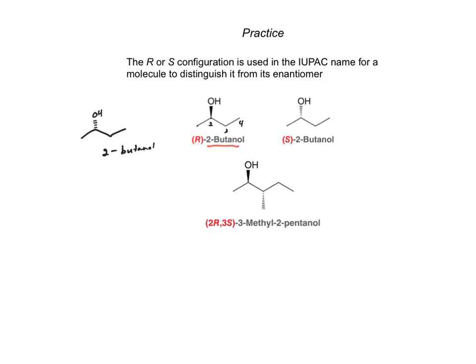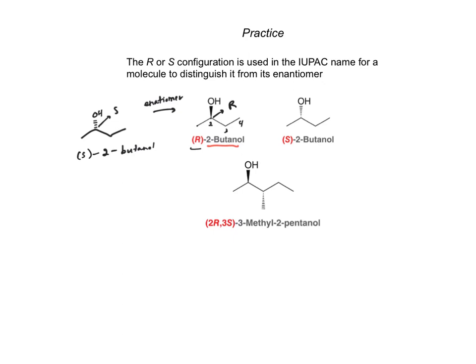And then what we're going to do is put that at the beginning of the name, not in Roman numerals, but in parentheses and italics, right? So if we went through and assigned configuration for this guy, we would find that this is R. Same thing, if we assigned configuration for this guy, we would find that it's S. They are enantiomers of one another. To specify which one I'm dealing with, I do have to give the configuration of the molecule overall, right? And so I would put that in italics, in parentheses at the very beginning of the molecule. Same thing for this guy at the very beginning of the molecule, okay?